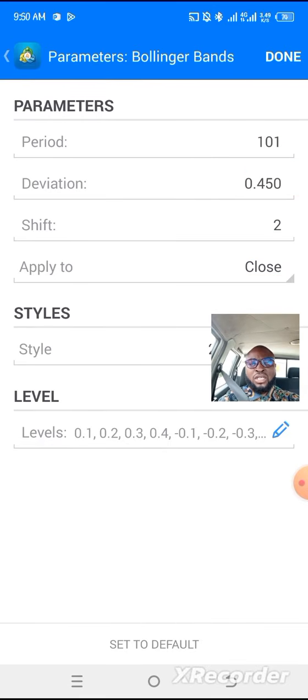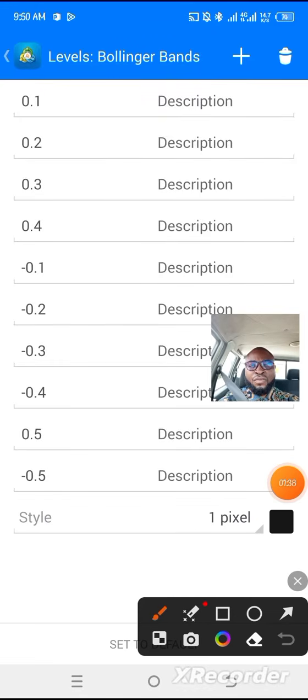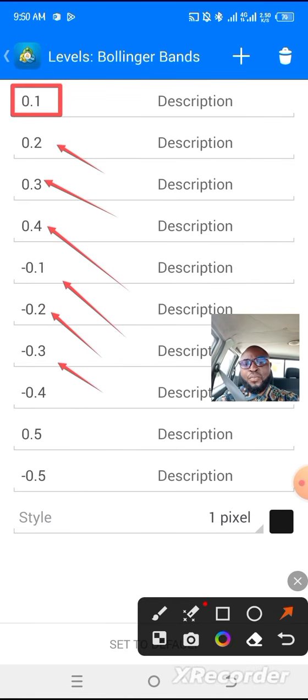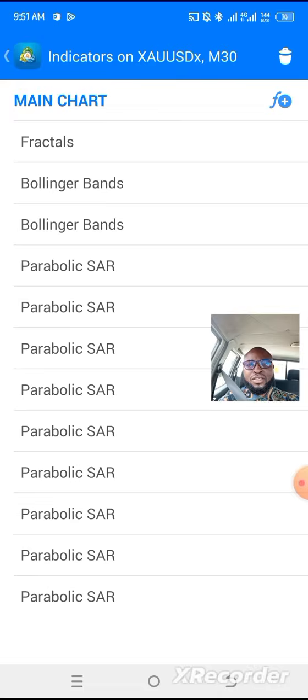Then your levels. Here is our levels. From 0.1, 0.2, 0.3, 0.4, then minus 0.1, minus 0.2, minus 0.3, minus 0.4. Then we later add 0.5, then minus 0.5. When you click done, it will look like this.